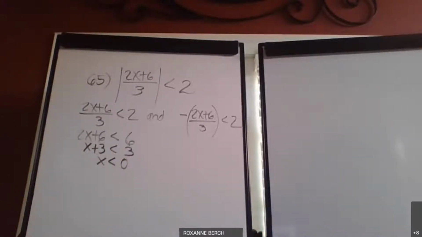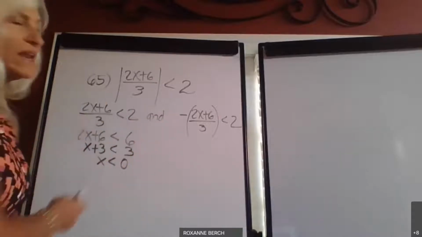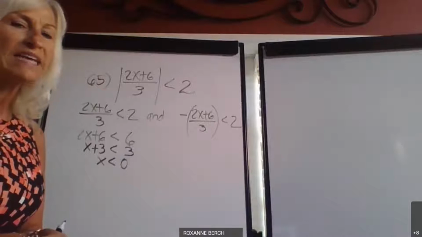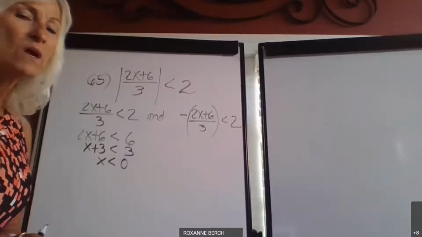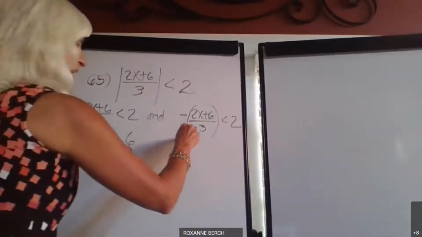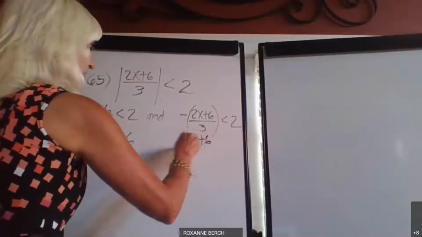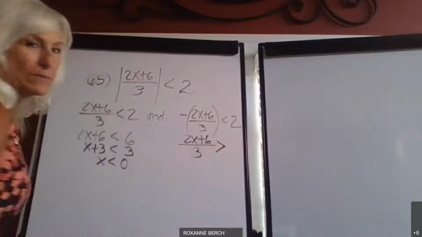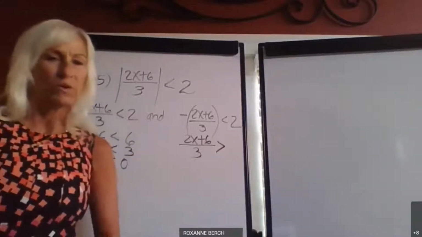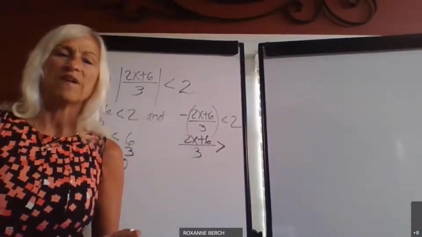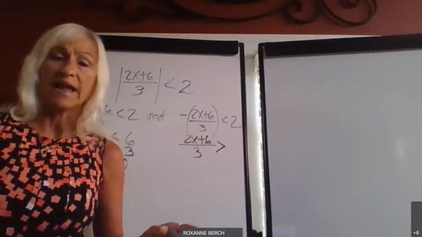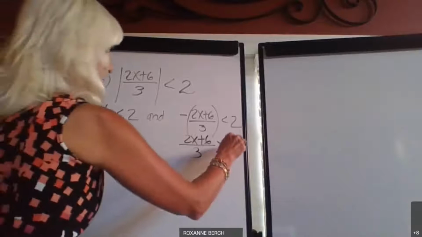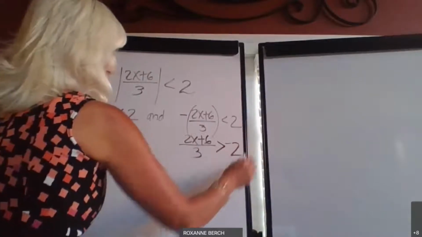So remember, this is an and, so we're going to go over here, and I'm not going to mess with that negative. I'm going to multiply both sides by negative 1. So when I multiply by a negative 1, it goes away. When I multiply by a negative, the symbol flips. So remember that rule? Whenever you multiply or divide both sides of an inequality by a negative, you must flip the symbol. And this would be a negative 2.